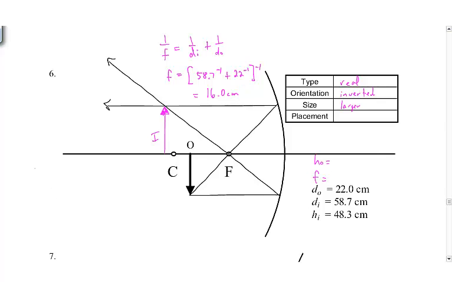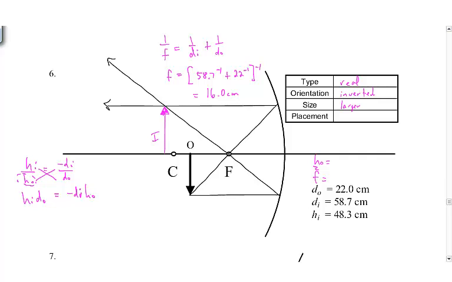Now, the next equation is a little more tricky. We have hi over ho equals negative di over do. And your job is to solve for the height of the object. So that's down here on the bottom of the equation. So if you have to solve for those, I recommend you cross multiply both sides to start off. So I'll have hi times do equals negative di times ho.